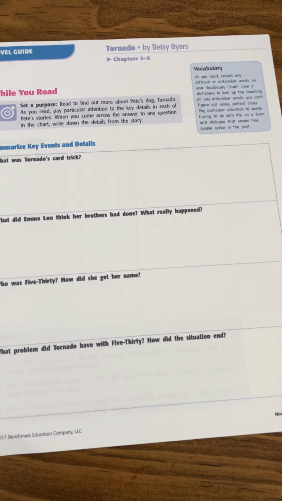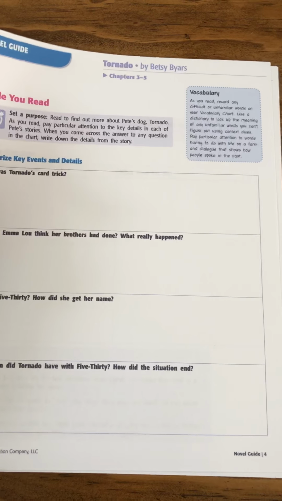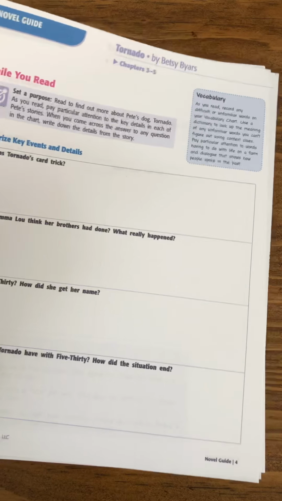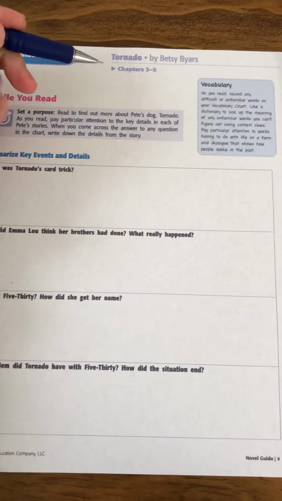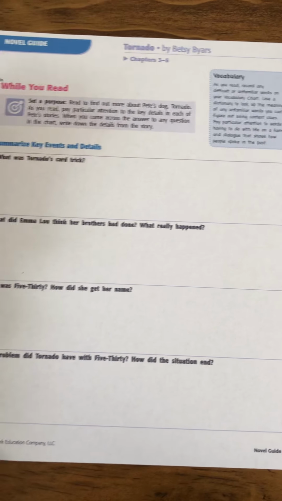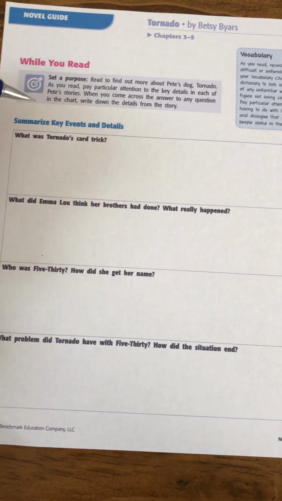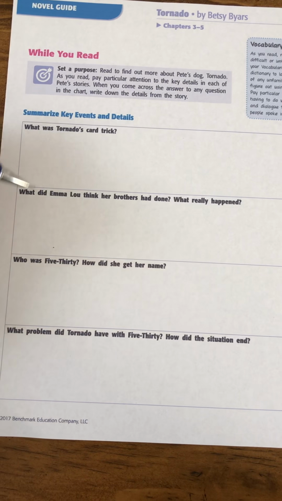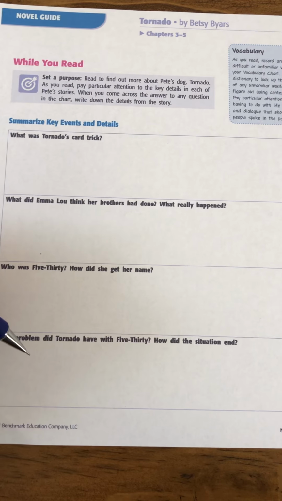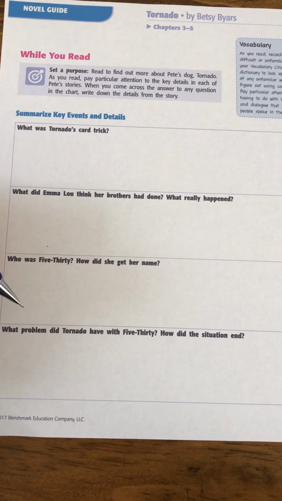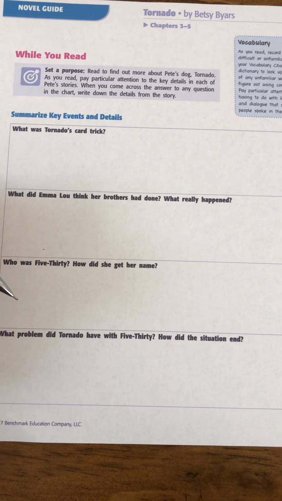Now, I believe there was an error on the cover sheet of your packet if you received a printed packet. It says chapters 3 and 4. That's a mistake. Everyone makes mistakes. It should have said chapters 3 through 5. So Wednesday to Thursday of this week, you're going to be reading chapters 3 through 5 of Tornado. While you're reading, you're going to be trying to find the answers to these key events. And you would write your answer in a complete sentence to these questions in the box while you're reading, okay?